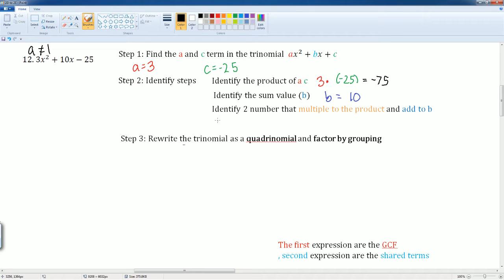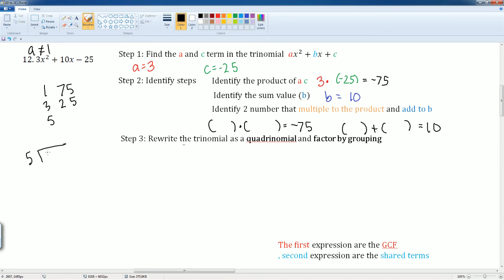We want to identify two numbers such that they multiply together to make our negative 75, and we want to identify two numbers that we can add together to make 10. Okay, that's what it says here, to add to b. So let's go over our different possibilities. 1 and 75 does not look like I can add it to 10. 2 wouldn't work. What about 3? Yeah, 3 and 25 cannot add to make 10. 4, 5. Ooh, 5 looks like it might work.